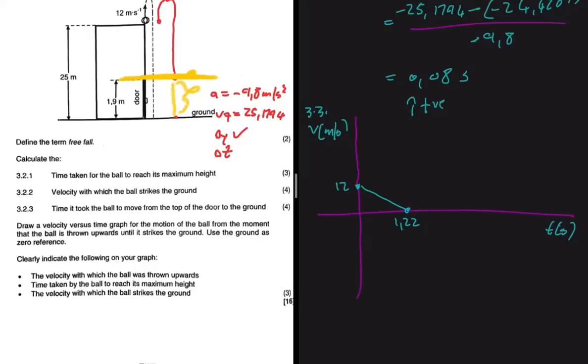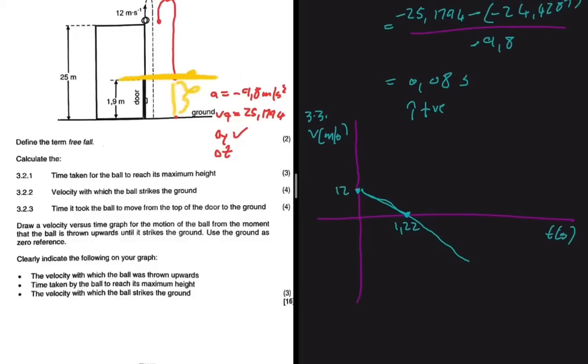That line must be straight. Let me make sure that it's straight. So we have a straight line going there until we reach a velocity of -25.1794, right? With a negative value. That is the velocity at which we strike the ground, right? And yeah, I think this should be it.